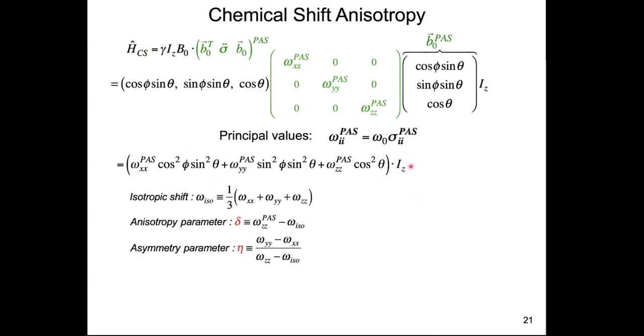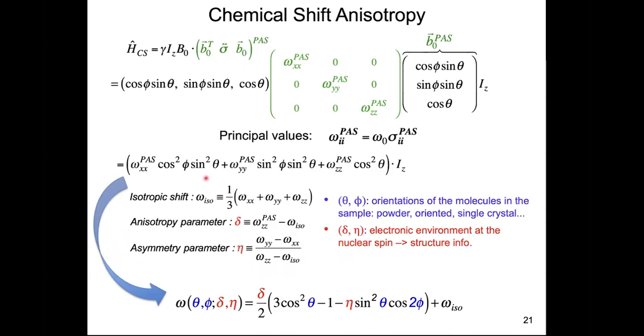But we normally work with a different chemical shift frequency expression. And that alternative expression requires us to define 3 terms. The one term is isotropic chemical shift, which is the average or mean of the 3 principal values, omega xx plus yy plus zz divided by 3. The second is the anisotropy parameter delta. And this is the difference between the Z principal value and the isotropic chemical shift. The third term is the asymmetry parameter eta, which is the ratio between the difference between the y and x components and the anisotropy parameter.